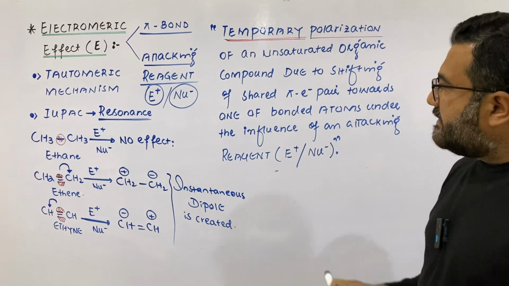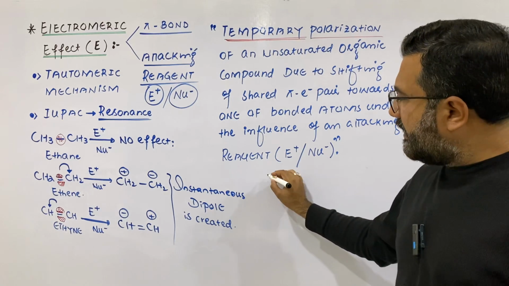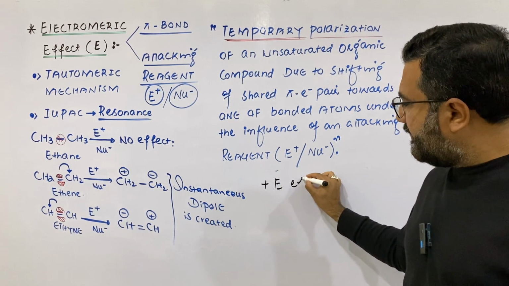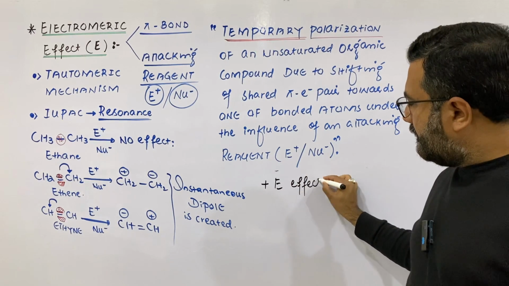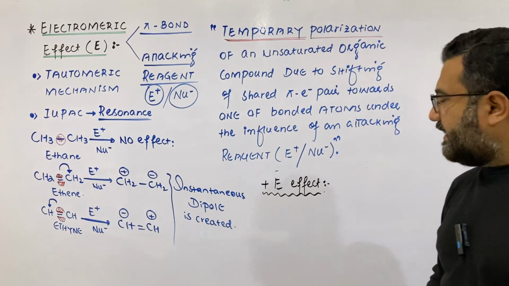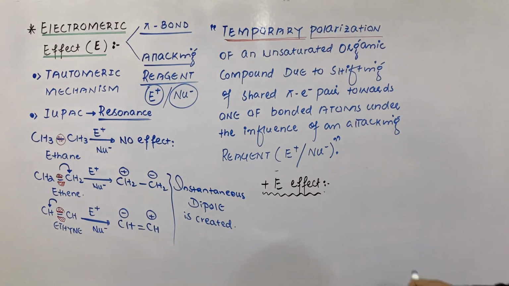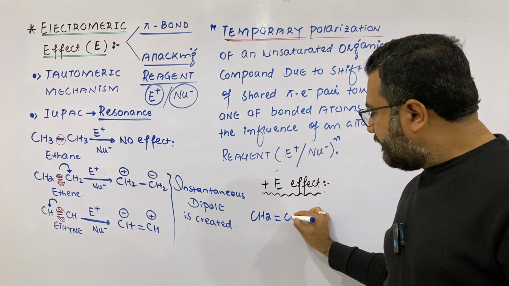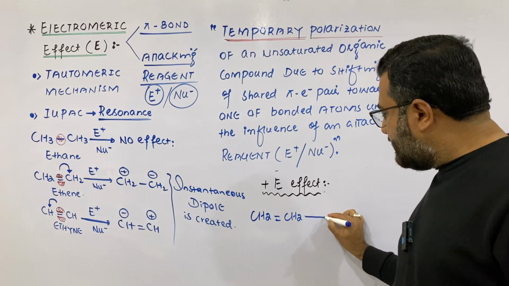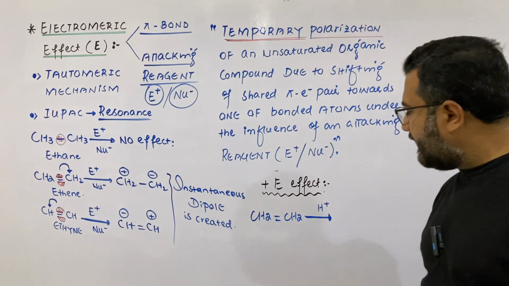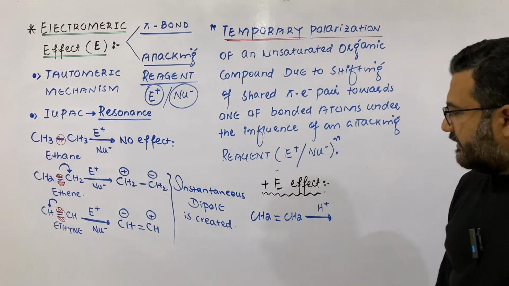Now, my dear students, electromeric effect is of two types: positive electromeric effect and negative electromeric effect. In case of positive electromeric effect, just look at the example in which ethene is protonated. H positive is the attacking reagent, which is basically an electrophile.